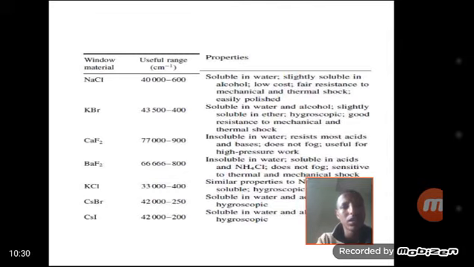These are different types of sample holders. For example, sodium chloride covers 40,000 up to 600 wavenumbers. It has wide frequency coverage, is soluble in water, slightly soluble in alcohol, low cost, has fair resistance to mechanical and thermal shock, and is easily polished. The others are potassium bromide, calcium fluoride, barium fluoride, potassium chloride, and cesium bromide, the salts of halogens.